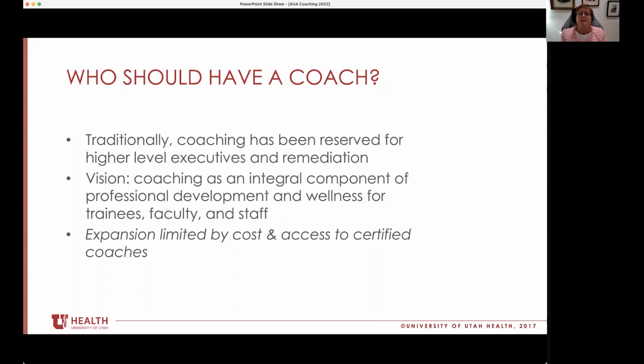Our vision is for coaching to become an integral component of professional development and wellness across every level, including trainees, faculty, and staff. How can you provide coaches to everybody at your institution? Well, expanding to that extent is limited by cost. Professional certified coaches are expensive, and also limited by the supply of certified coaches. There aren't enough of them out there to coach all of our 2,000 full-time faculty members, not to mention our students and our staff.